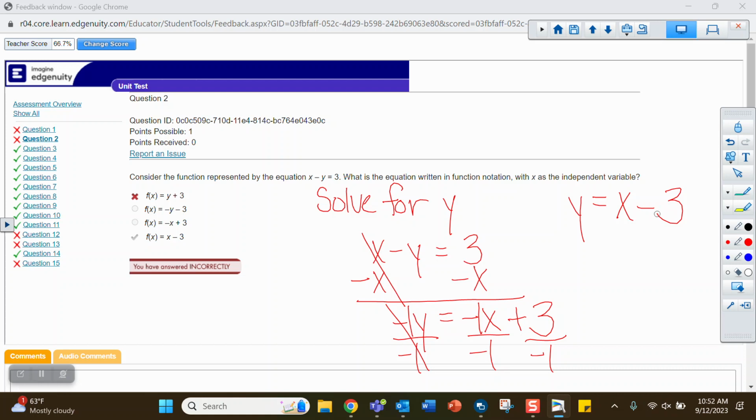And then with function notation, we change that y to an f of x. A function in terms of x, we get x minus 3. Looks like you might have solved it for x. So when it says the independent variable, whatever the independent variable is, you're solving it for the other one. So I think you solved it for x when you should have solved it for y.